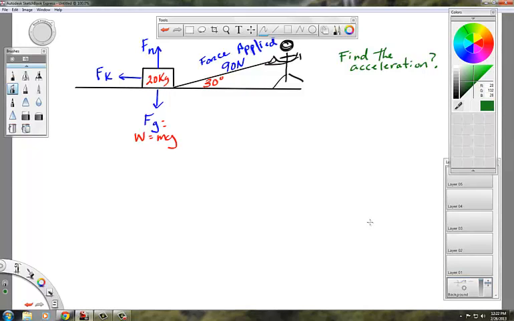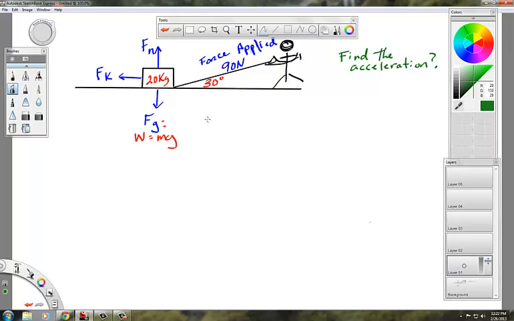Hello, physics students. Today we're going to do a friction problem, not a fraction problem for once, a friction problem, where we are going to find the acceleration of a 20 kilogram crate being dragged across the sidewalk by a guy at a 30-degree angle. His force applied is 90 newtons, and other than that, that's about all you know. And we're going to have to jump through all these hoops. There's about 5 steps in this, and I'll show you how to find the acceleration.